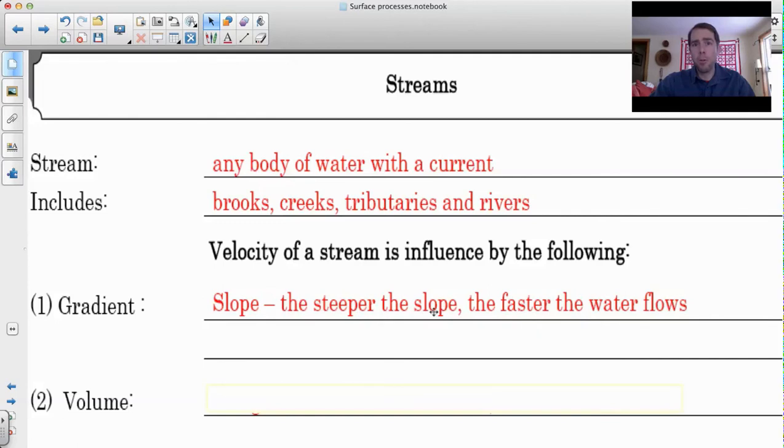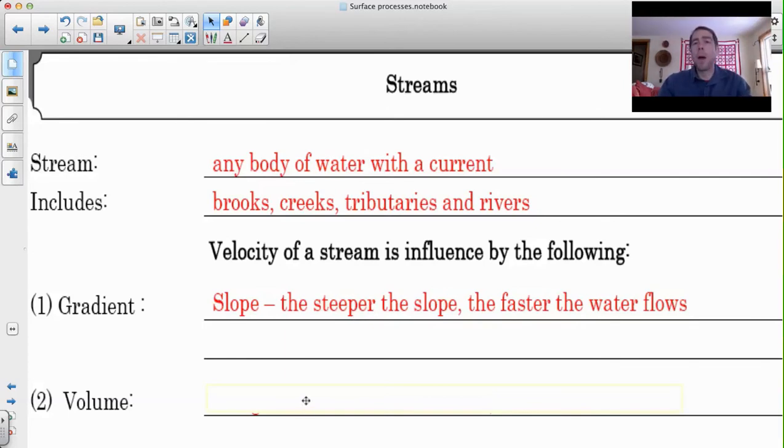The steeper the slope, the faster the water flows. So gradient is just the change in elevation over a specific distance. The bigger the change in elevation over the shortest distance will give you a steep slope. If you have a big change over a bigger distance, from here to here, then that slope is more gradual. So you get gradual slope or steep slope. The steeper it is, the faster the water flows.